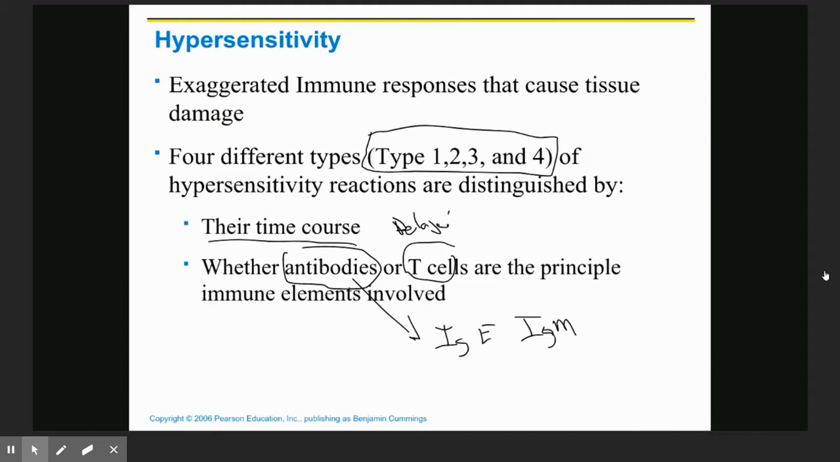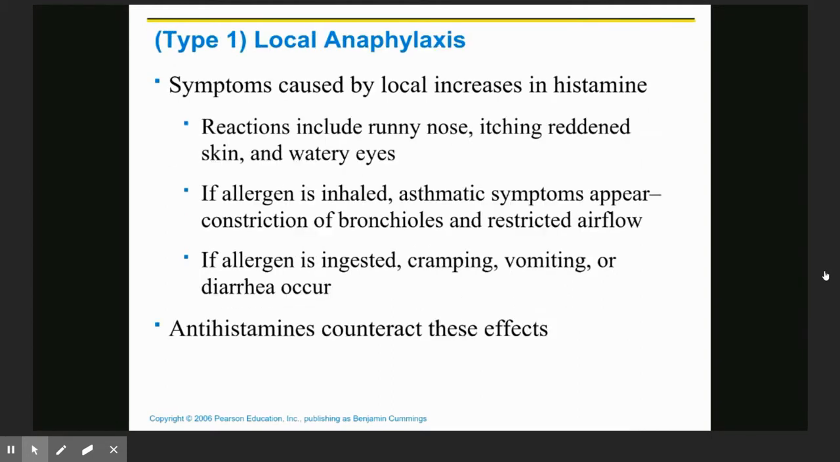Is it IgG? And so we can differentiate or separate them out. So let's look at type 1 first. So type 1 is called anaphylaxis, but there's actually 2 types of anaphylaxis.